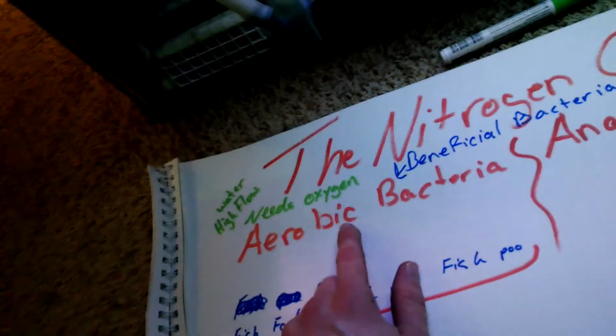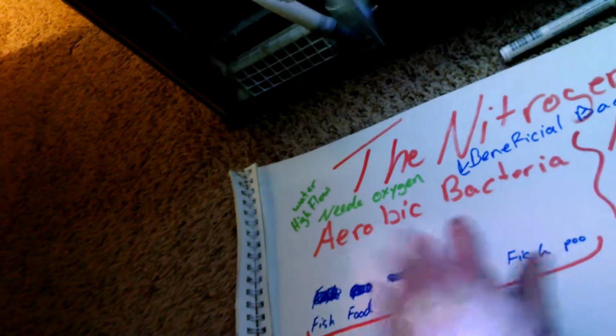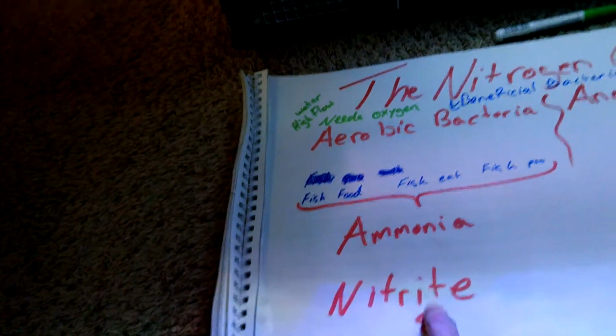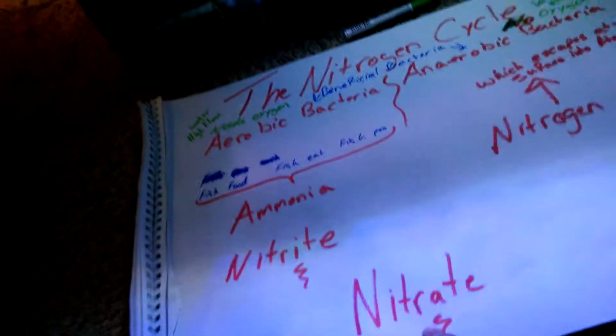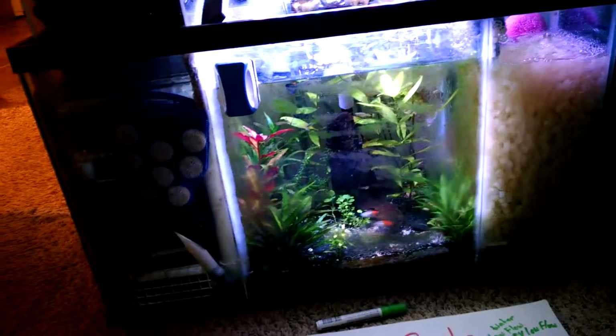The aerobic bacteria will eat the ammonia, breaking it down to nitrite with the I, right? And breaking it down to nitrate with the A, right? And that's where it stops in our aquarium.